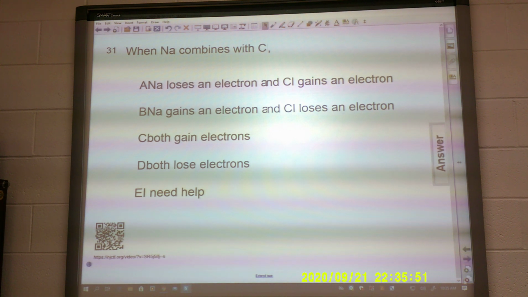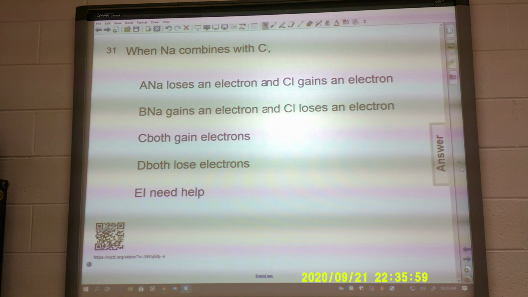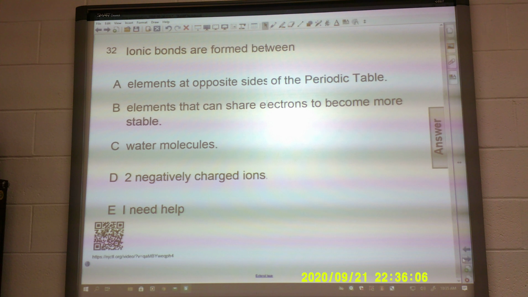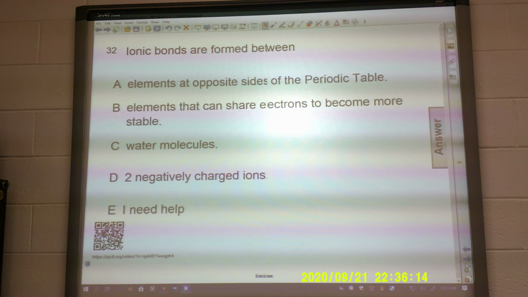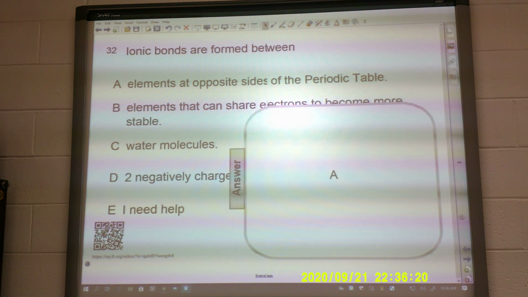When Na combines with Cl, Na loses an electron and Cl gains one. Na gains and Cl loses. Both gain, both lose, and in this case it is A. Na loses, Cl gains an electron. Ionic bonds are formed between elements at opposite sides of the periodic table, elements that can share electrons to become more stable, water molecules, 2 negatively charged ions. This one obviously, of course, has to be A.